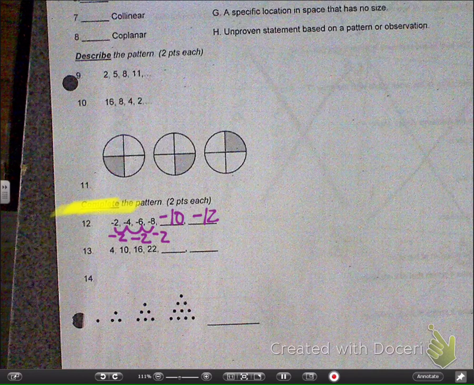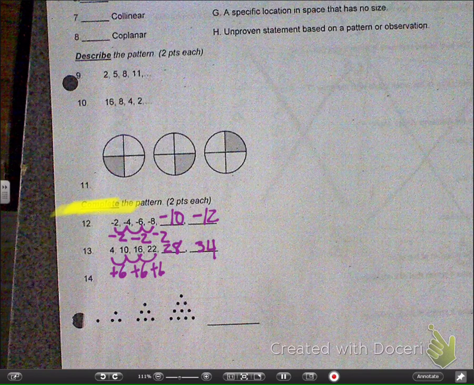Number 3. How do I get from 4 to 10? You add 6 every time. Okay, I'm adding 6 every time. Very good, Haley. All right, what's 22 plus 6? 28. And then 34. Very good. 28, then 34.